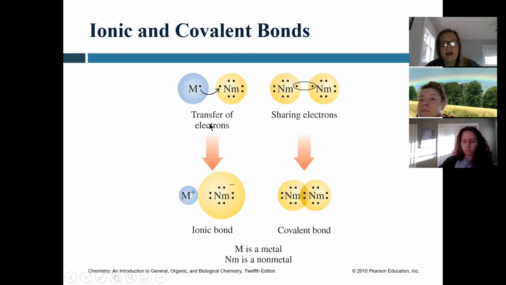So here is a visual example of an ionic bond. We've got atom M and atom NM. What we can see here from our dot configuration is this one has 1 valence electron. Over here, this NM has 7 valence electrons. Well, if this electron just moved over here, this would have 8 valence electrons, and then M would also have 8 valence electrons.